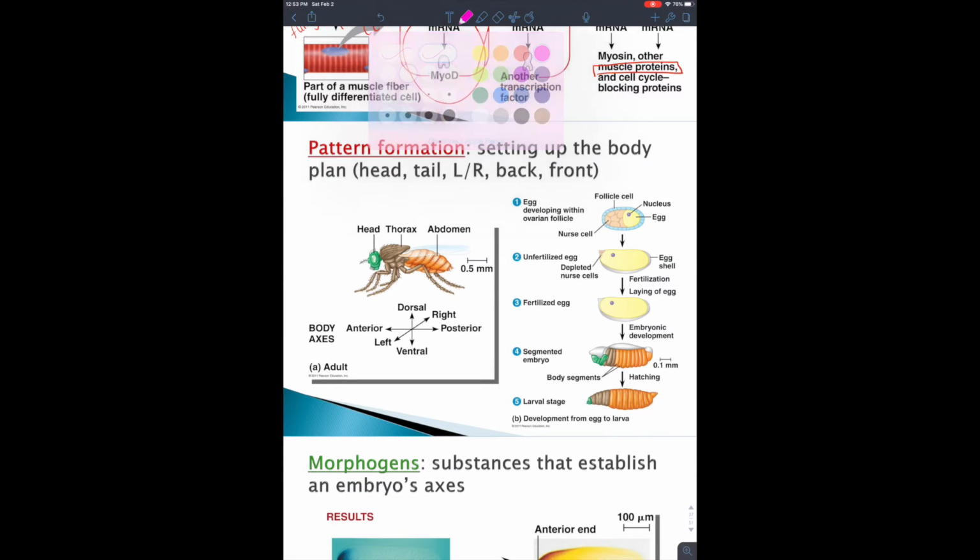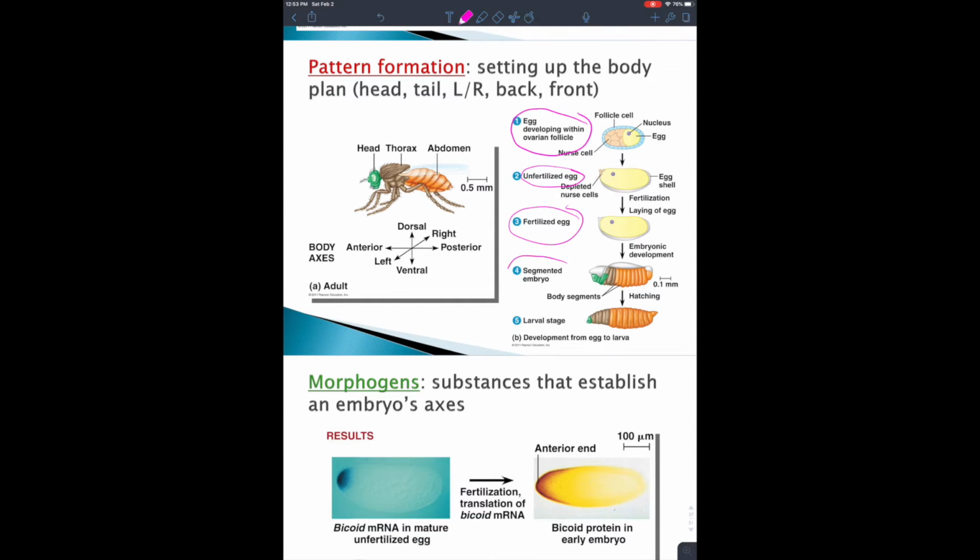Pattern formation. So this is how we set up the body plan. So head, tail, left, right, back, front. So cells determine body structure during development, during that cell differentiation process. So here's my egg developing. Here's the unfertilized egg. Here's the egg that has now been fertilized. Here is when it starts to become a segmented embryo. So here is where the head will develop. My thorax, well, not mine because I'm not a fly, I think. And here's the abdomen.